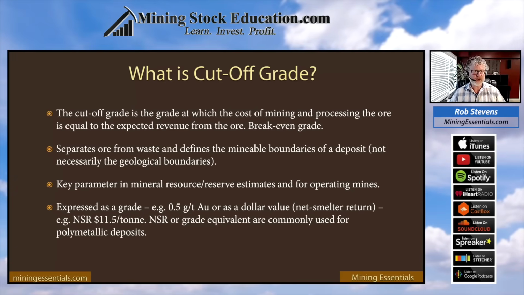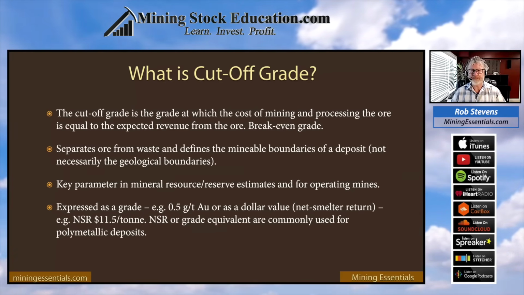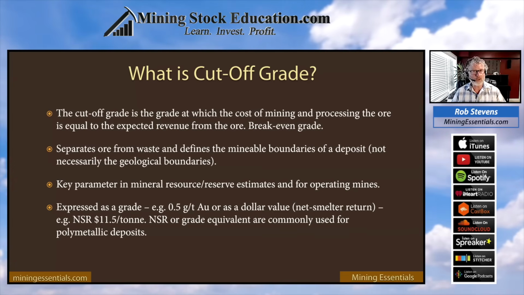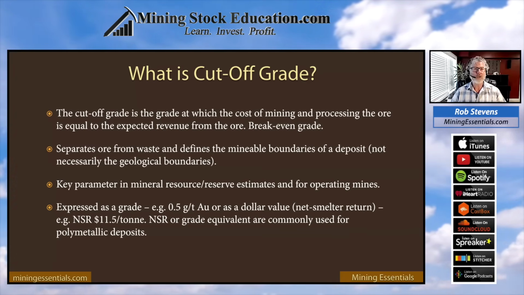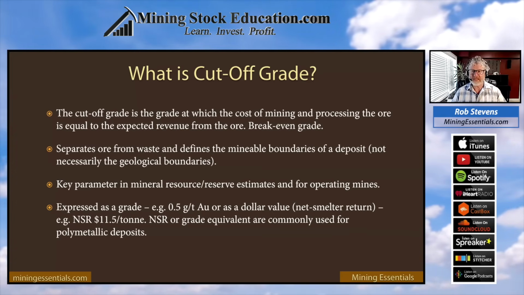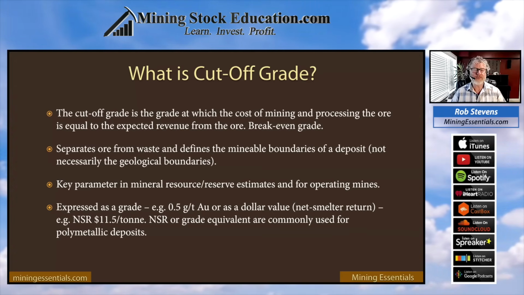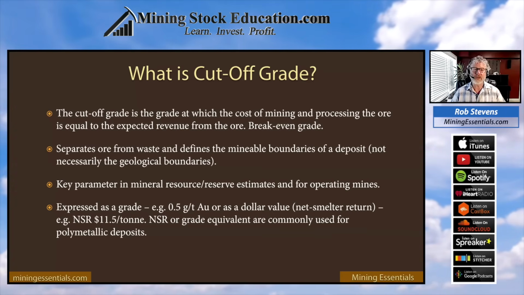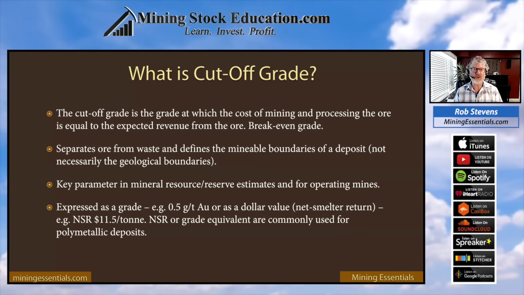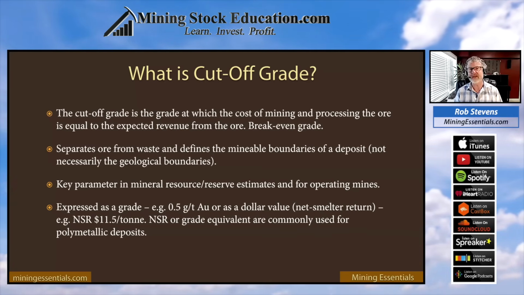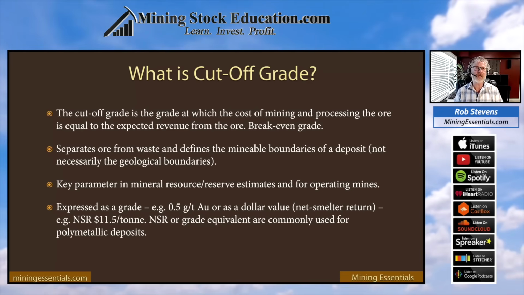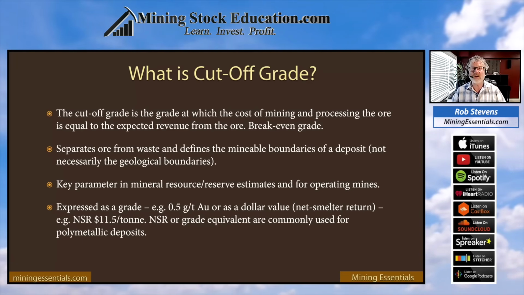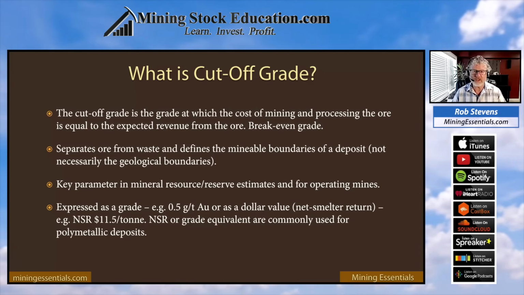And how is cutoff grade expressed? It's often expressed as something like 0.5 grams per ton gold. So it's expressed as a grade of the commodity, in this case 0.5 grams per ton gold, or as a dollar value, generally using the term net smelter return. So for example, the cutoff would be an NSR of $11.50 per ton. It is the same thing. How do you arrive at $11.50 per ton is essentially what is the grade of rock that would produce a value of $11.50 a ton. And that value is also determined as the cutoff dollar value to produce that ton of rock. So it's the same thing. It's just converting the grade into a dollar value.